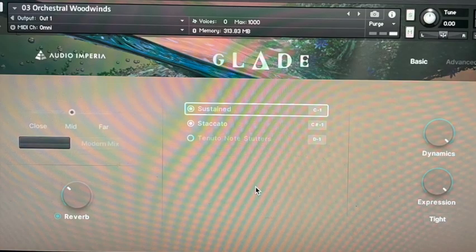A small con, though, is that most of these patches have a little UI glitch like this. Now, the support of Audio Imperia said they are working on this towards a future update. There's also a glitch related to the sample start function of one of the instrument patches. They said they'll address these soon as well.